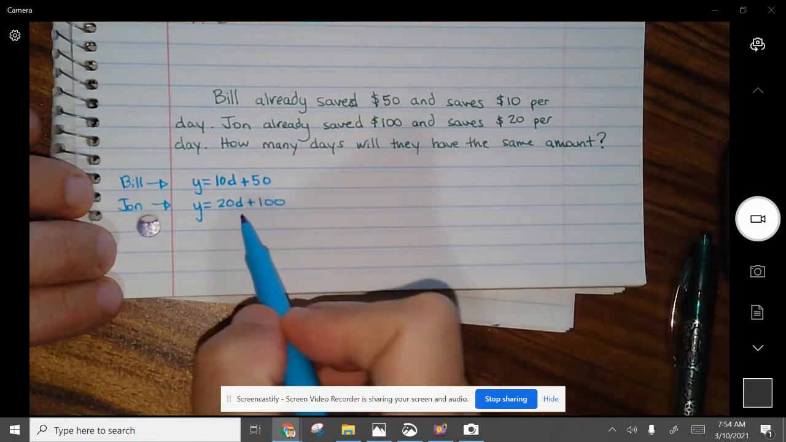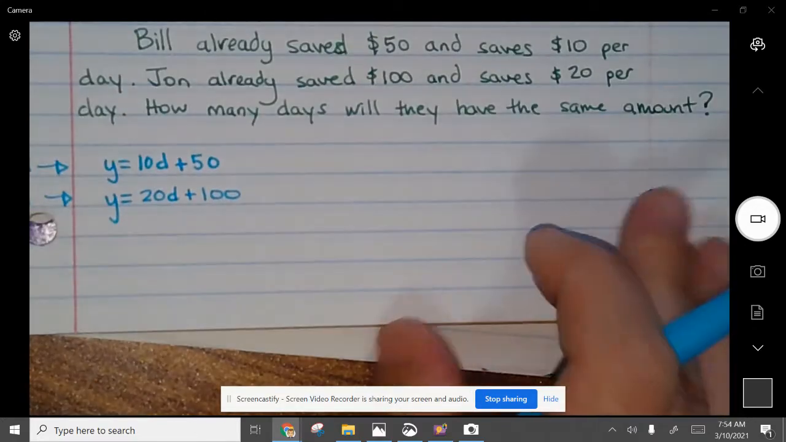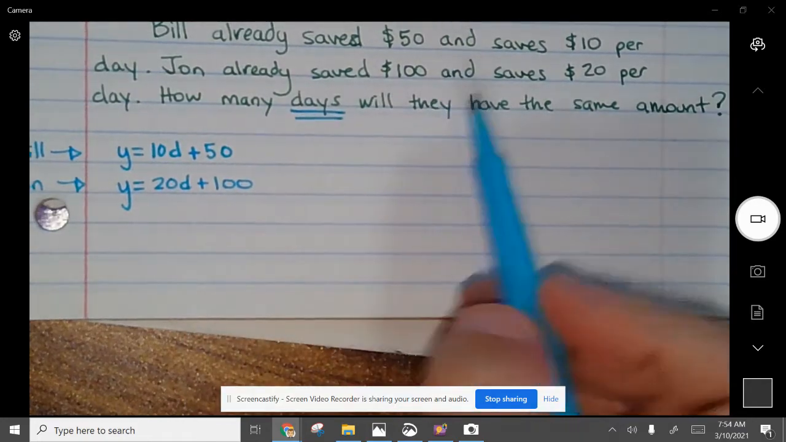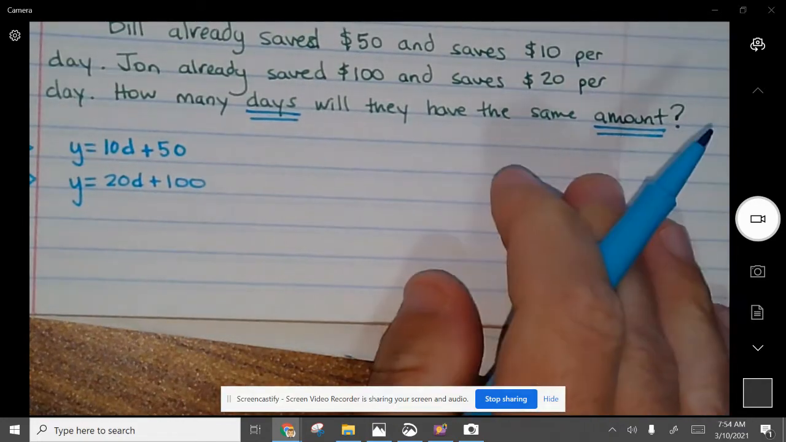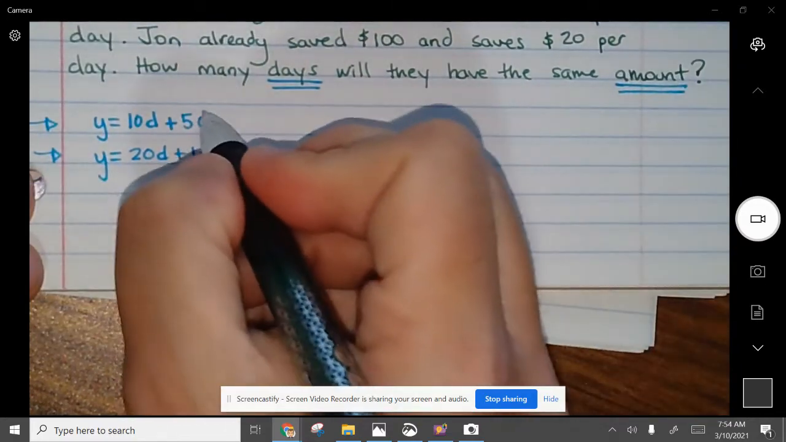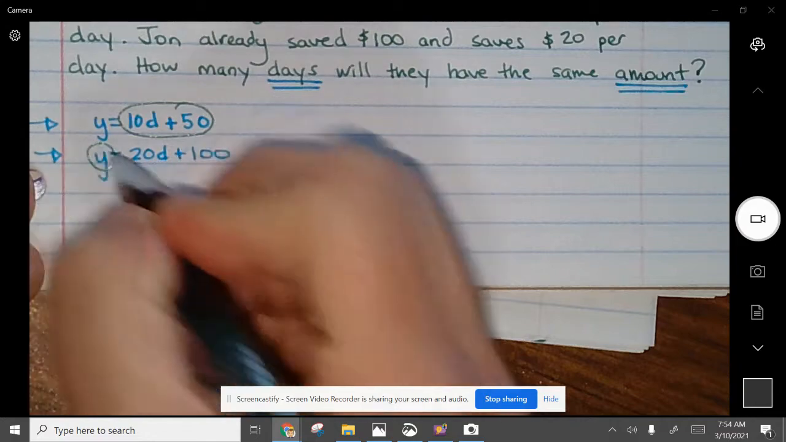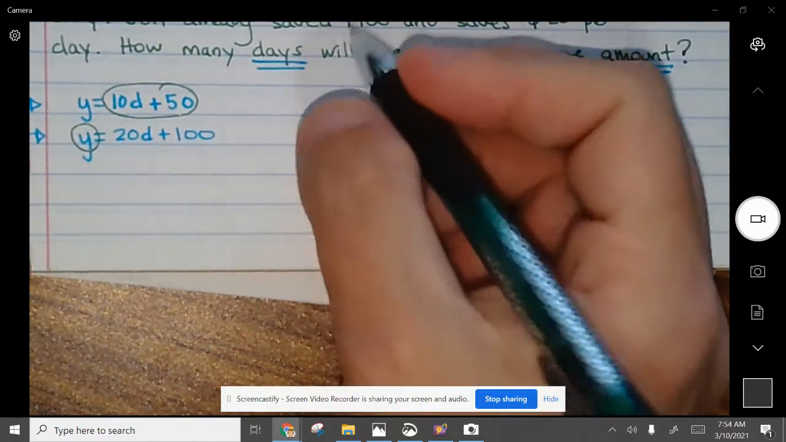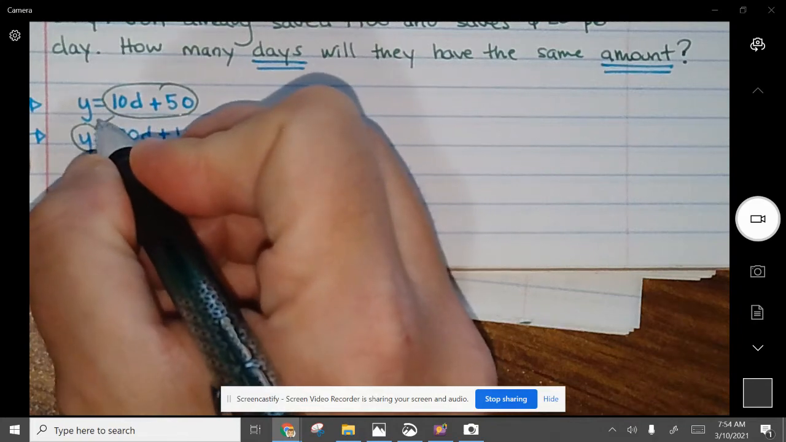How many days will they have the same amount? You know how to handle this problem. All right. We got to answer this question. How many days will it take where they'll have the same amount of money? All right. Let's go ahead and tackle this. As we do that, we know we're going to put all of this right here. We've done these before. We're good.